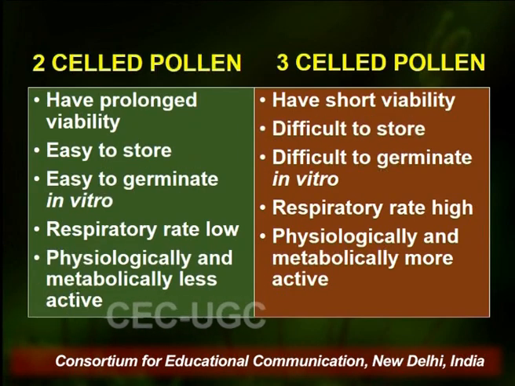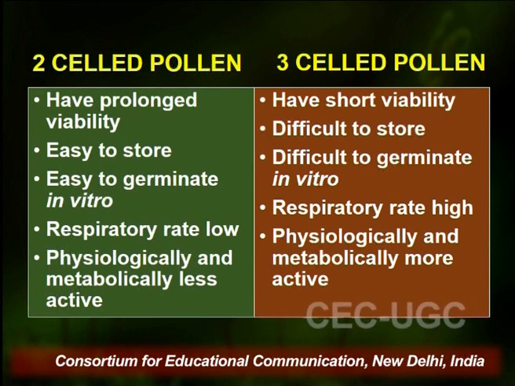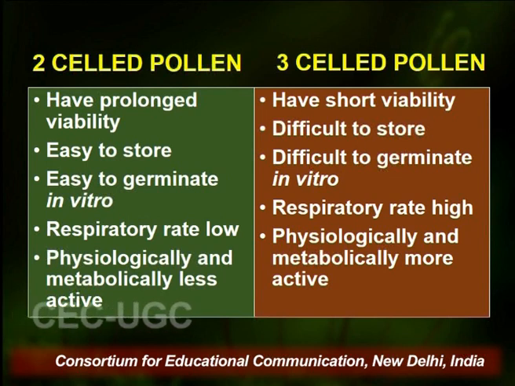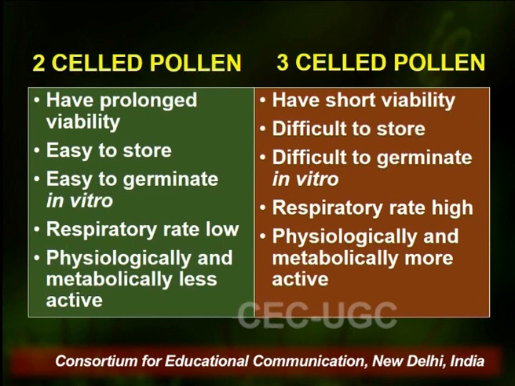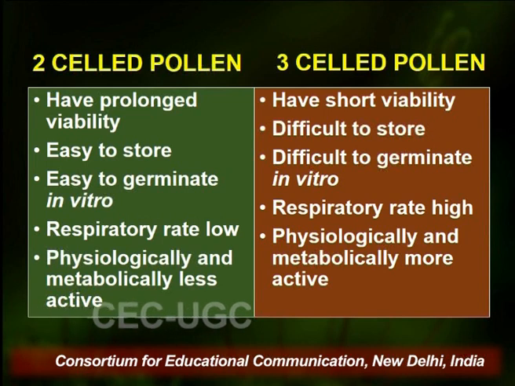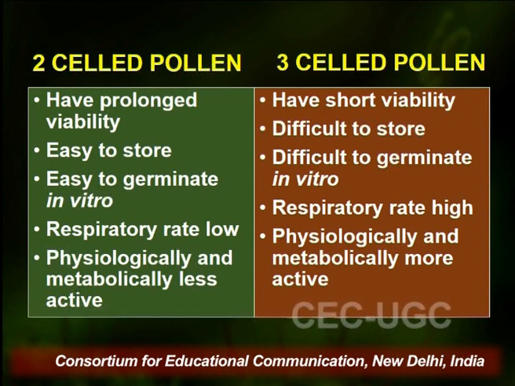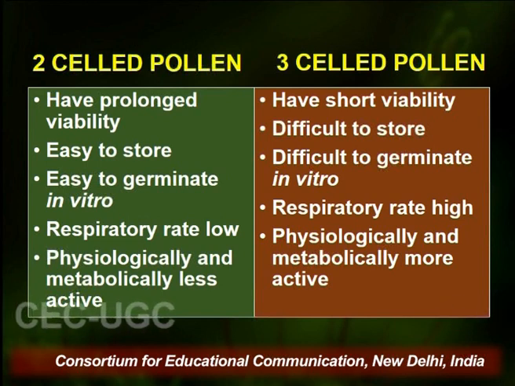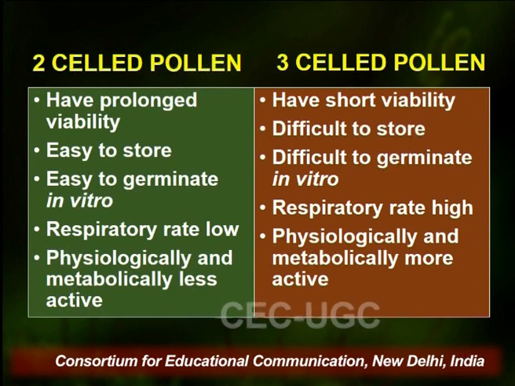Now, if the pollen are shed at the stage where there is a vegetative nucleus and a generative nucleus, then it is called the two-celled pollen. And if it is shed at the three-cell stage, that is when the generative cell has also divided, then it is called the three-celled pollen, because the three-celled pollen will have one vegetative nucleus and two sperm cell nuclei. Two-celled pollen have a prolonged viability, whereas three-celled pollen have a very short viability.